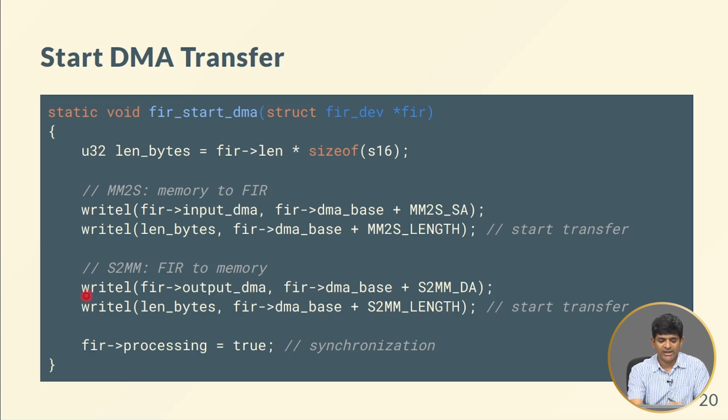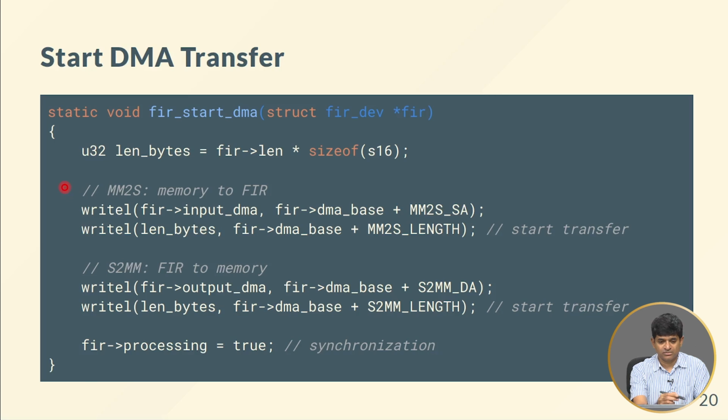So immediately after that I also set up an S2MM transfer, where I say, okay, now that this is done, let me also go set up the reading back of the data, which means basically give the output DMA address to the S2MM destination address, and tell the DMA module how many data it expects to come back from there. Once again that's a write L, and I have just configured the DMA, I move on. After doing all of this, I set a flag saying that the FIR is currently processing.